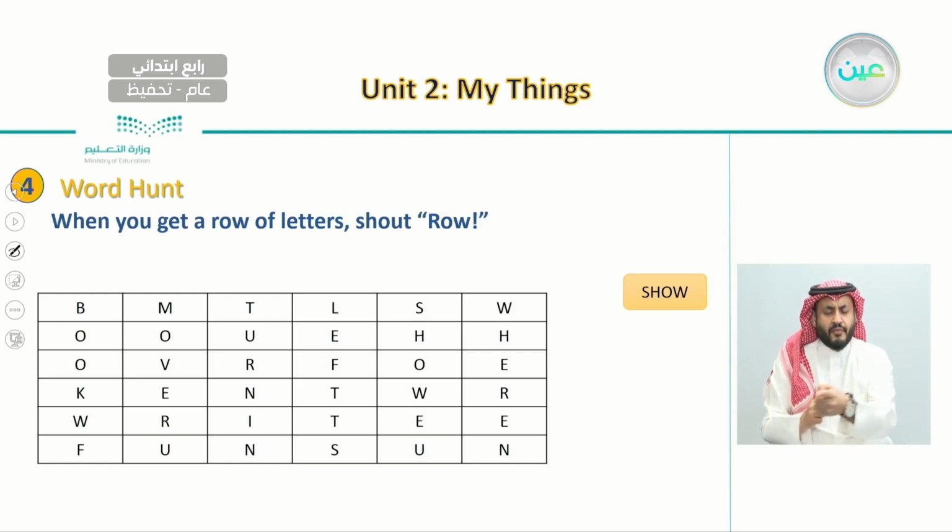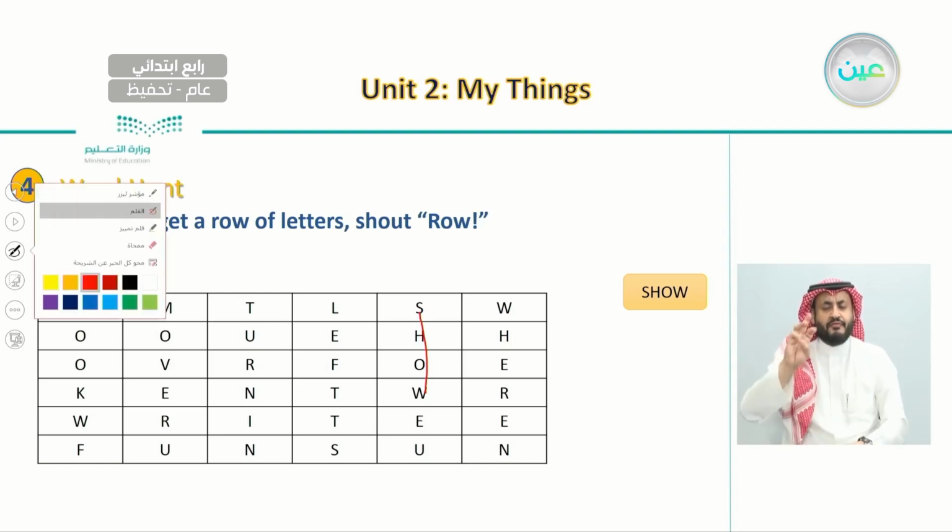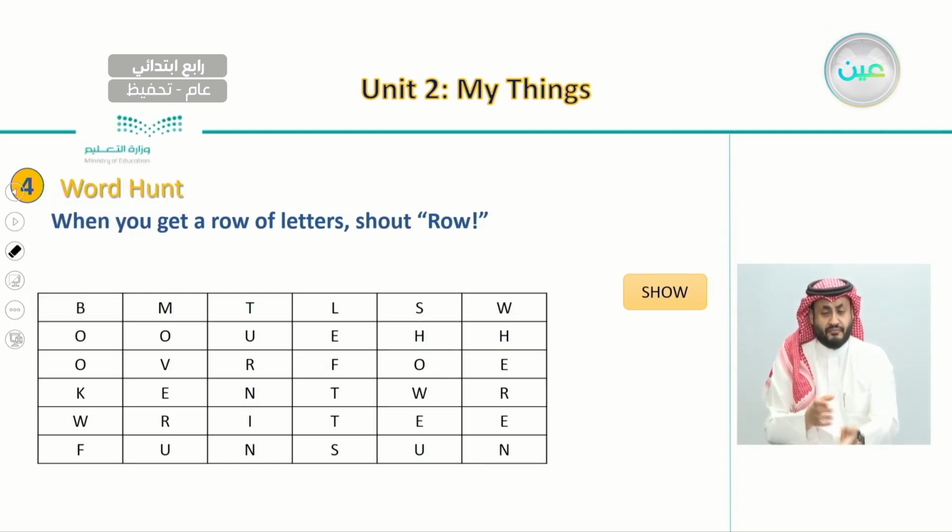So now I'm going to look at this table and look for certain letters, whether horizontal or vertical, to compose the word show. So if we look here, we can see that these four letters can make the word show. So when I do this, I will say row, row.